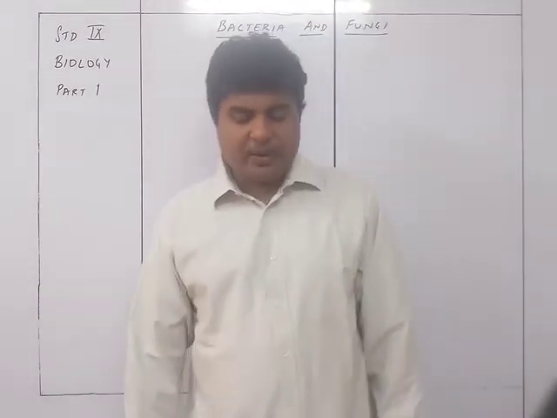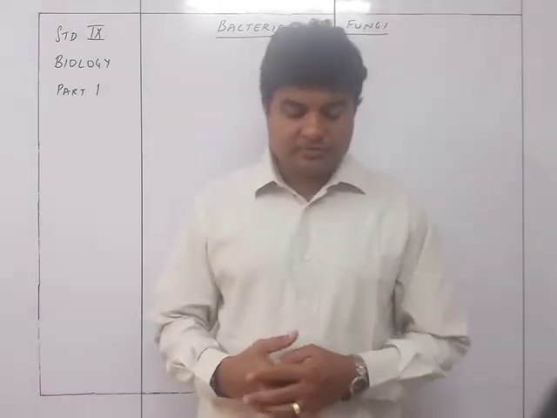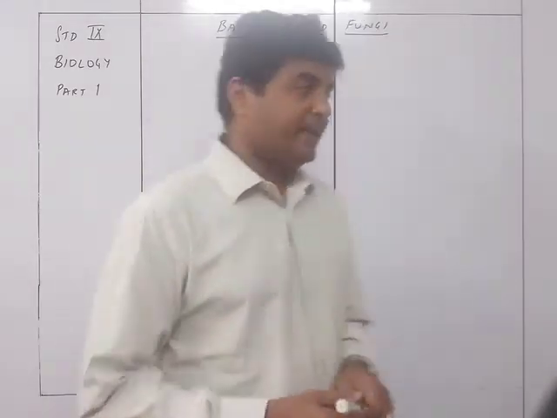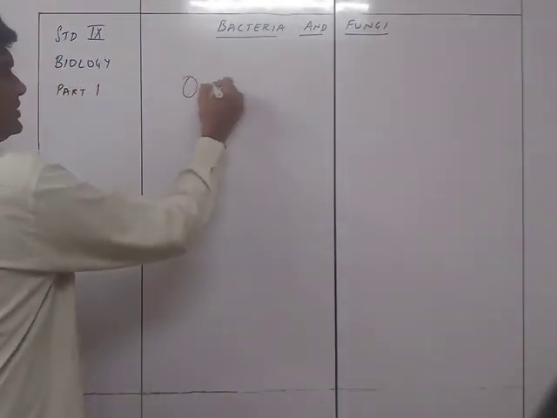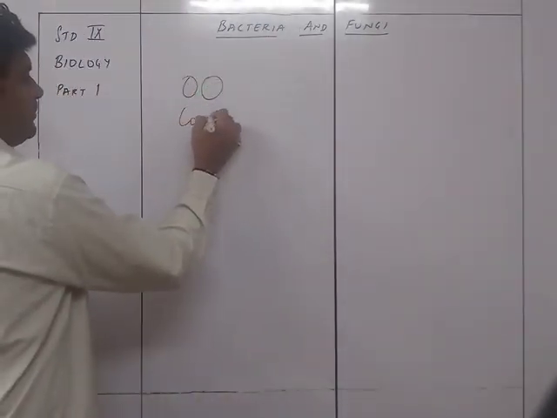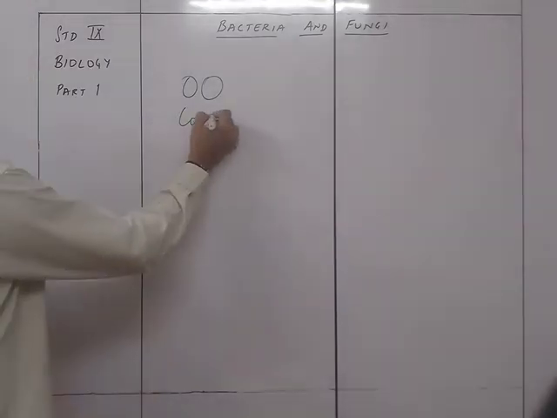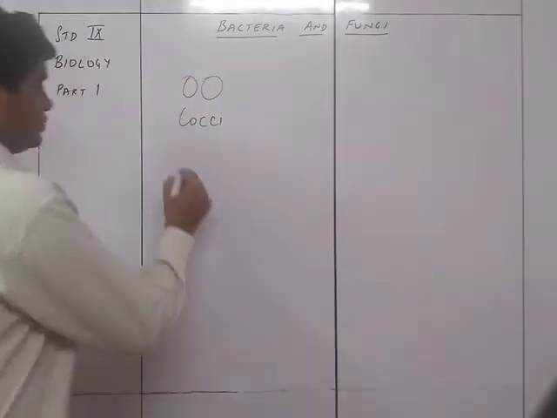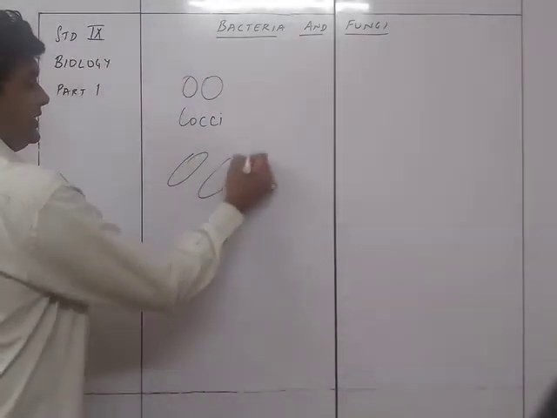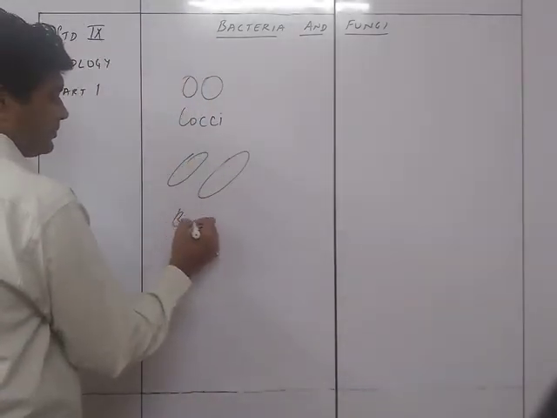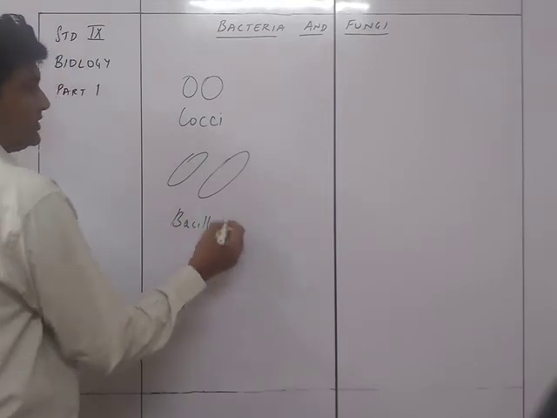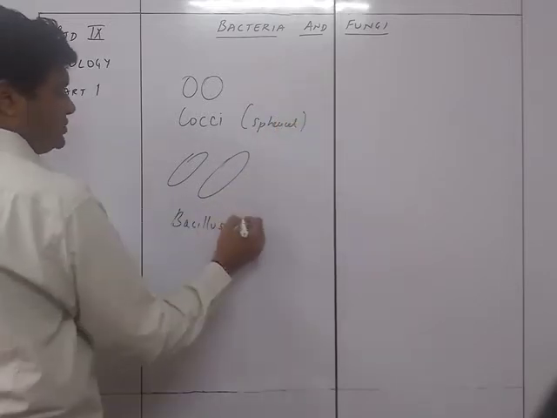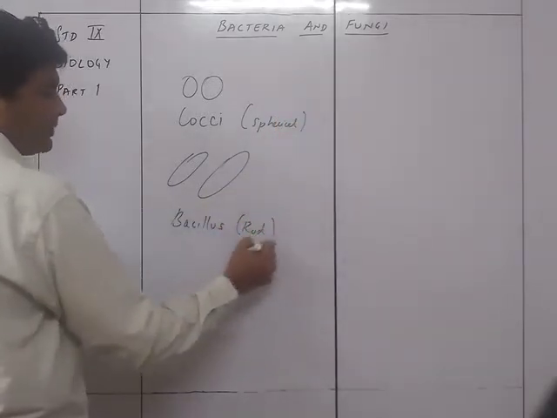Shape-wise, the bacteria are usually of 4 types. Cocci are spherical bacteria. So if they are round circles like this, then they are cocci. That is spherical. Bacillus are rod-like. So if they are something like this, then they are bacillus. So this is spherical, and this is rod shaped.